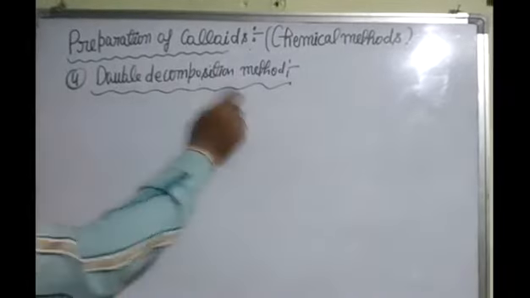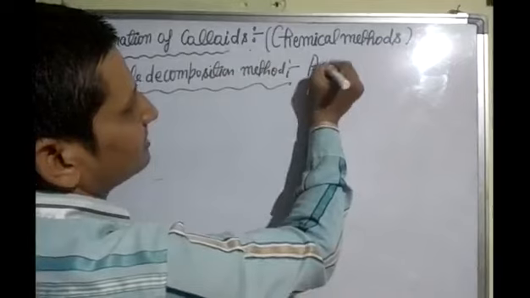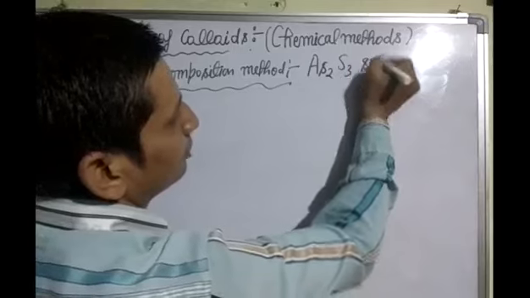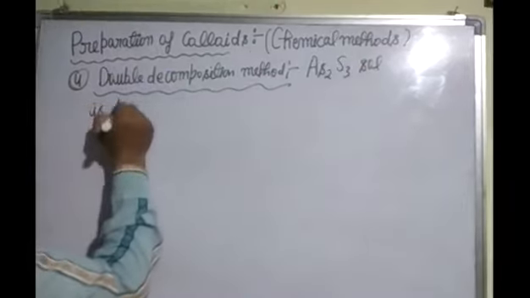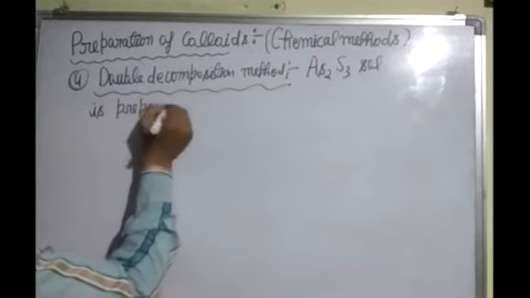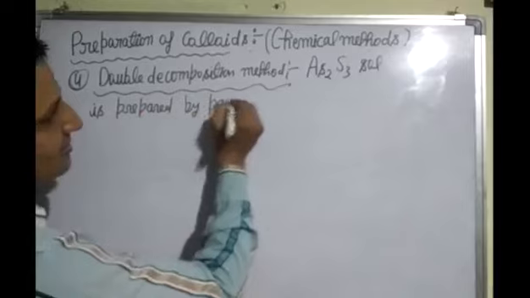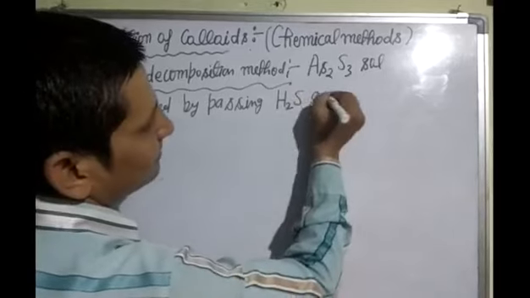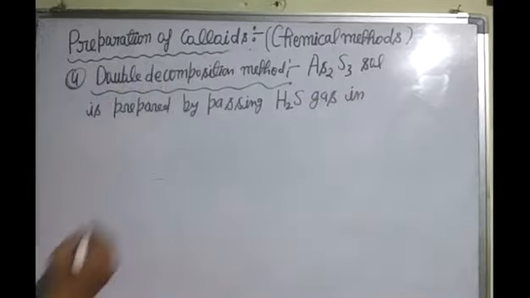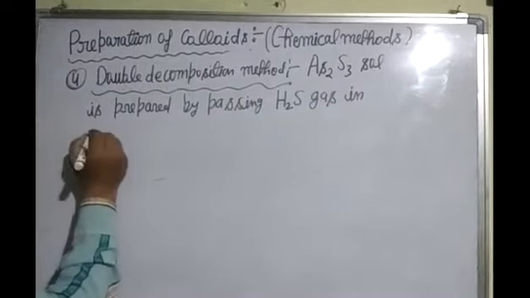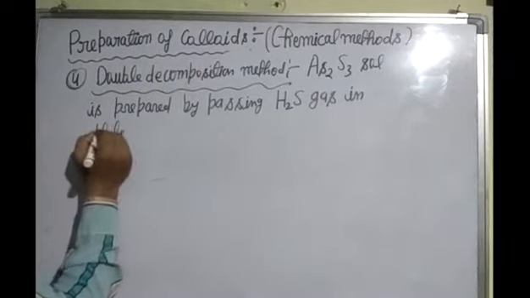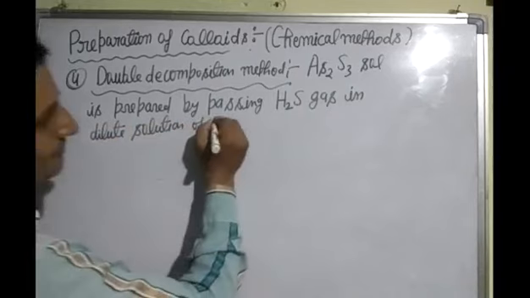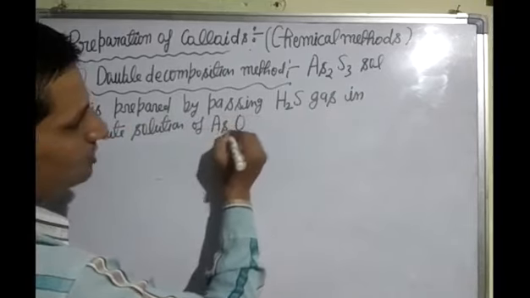So look here, double decomposition method. Arsenic As, sulfide S, so As2S3, arsenic sulfide sol is prepared by passing hydrogen sulfide gas in a dilute solution of arsenic oxide, As2O3.